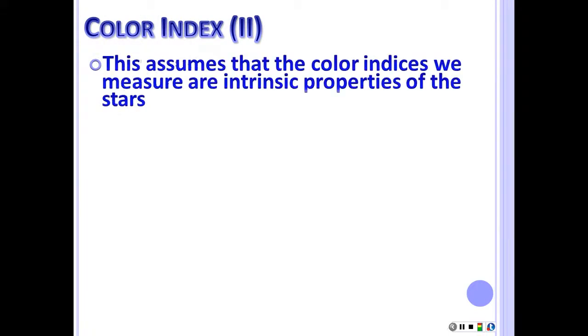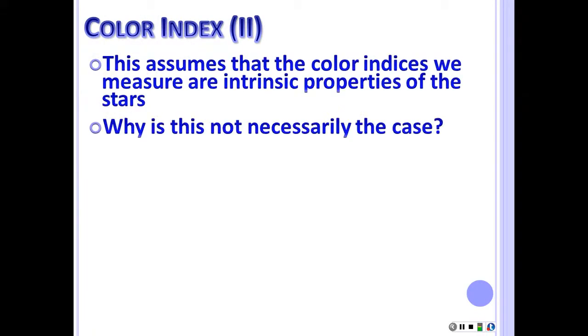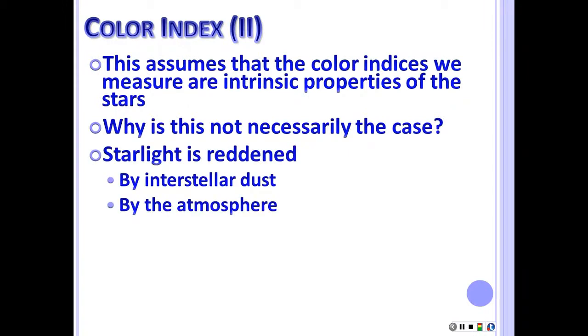Now this assumes that the color is an intrinsic property of the star, but that's not necessarily the case. There's a couple of things that happen. If you've got dust between you and the star, or even lots of gas, it will redden the starlight. This happens for the same reason that the sky is blue. When sunlight hits the atmosphere, it gets scattered by the particles in the atmosphere, and it gets scattered all around. The red light goes straight on, and the blue light keeps being scattered around. Well, the same thing happens with starlight hitting dust and starlight hitting the atmosphere.